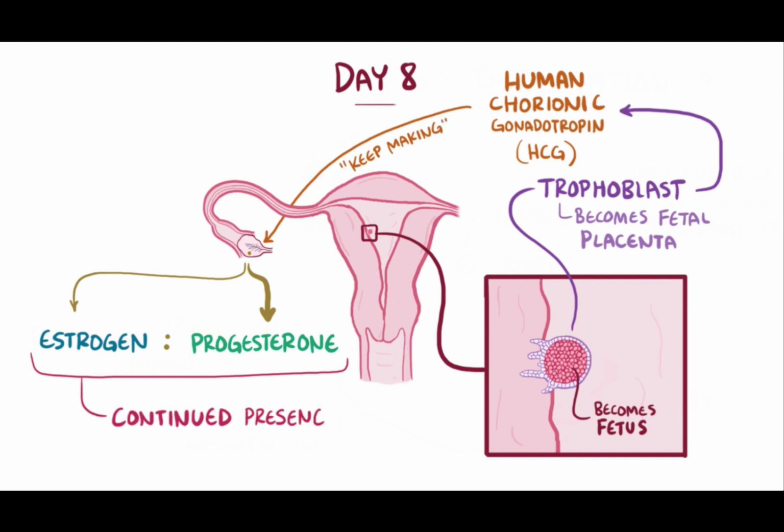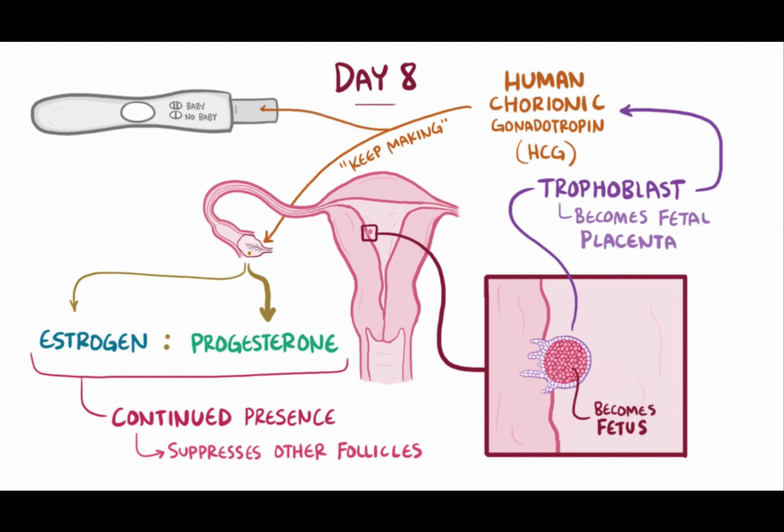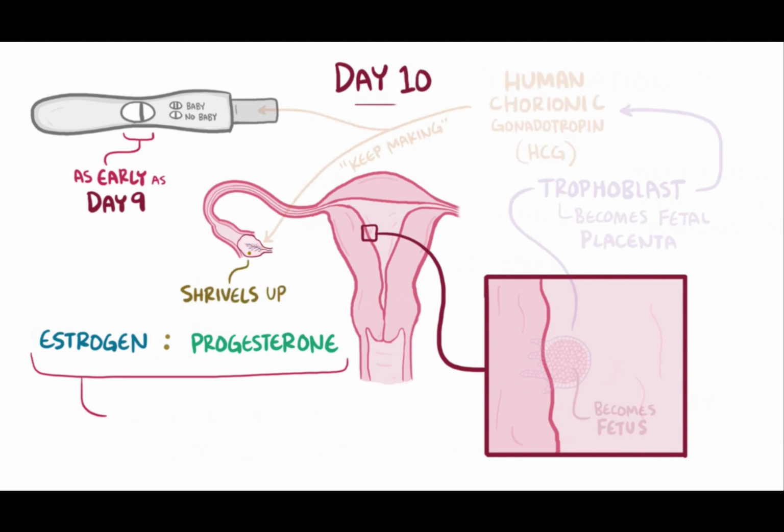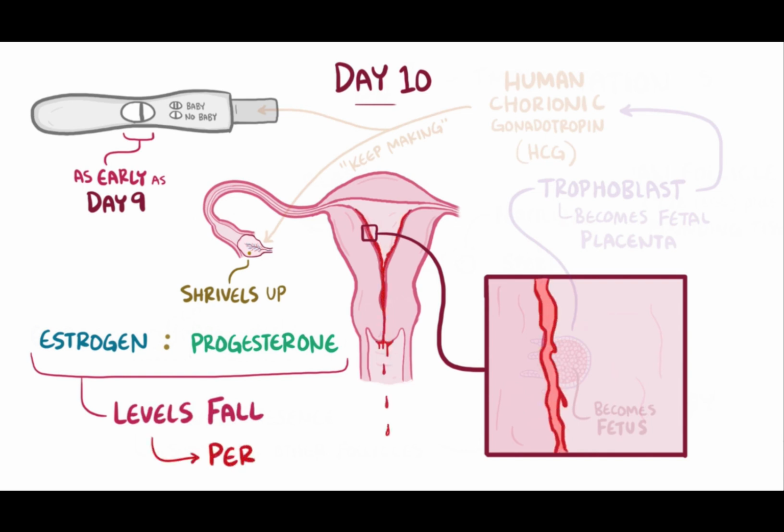And it's the continued presence of estrogen and progesterone that suppresses other ovarian follicles from maturing. And 2, HCG is the hormone that most pregnancy tests are able to detect, causing a little sign to form, which can happen as early as day 9. Without HCG levels shooting up on day 8, the corpus luteum would start to shrivel up by day 10, and estrogen and progesterone levels would fall. This would cause the lining of the endometrium to slough off or fall away from the endometrial wall, resulting in a period or menses.